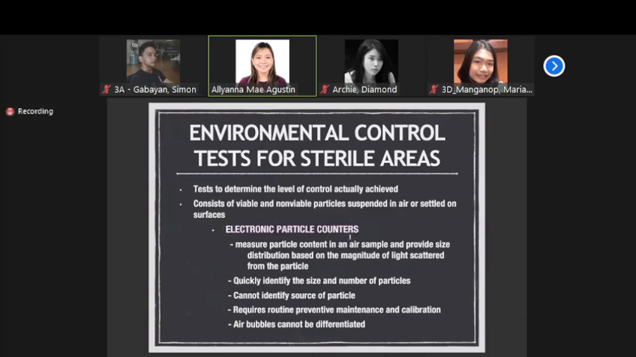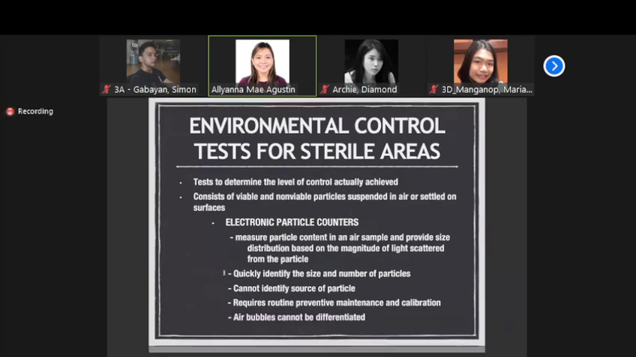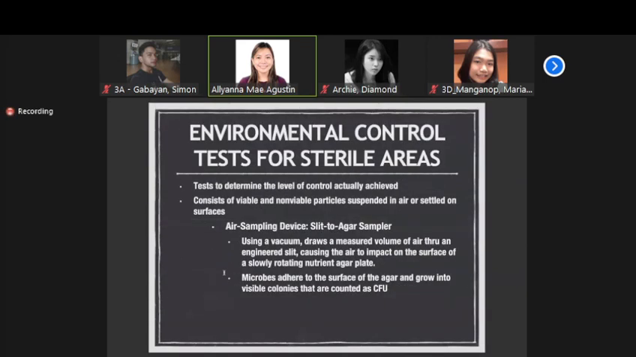So, using electronic particle counter class, it can provide size of the particles present and distribution. Pero, hindi siya nakaka-identify ng source at hindi niya ma-differentiate yung air bubbles. So, meaning, kahit yung air bubbles, pwede niyang ma-count as particle. So, your electronic particle counter.